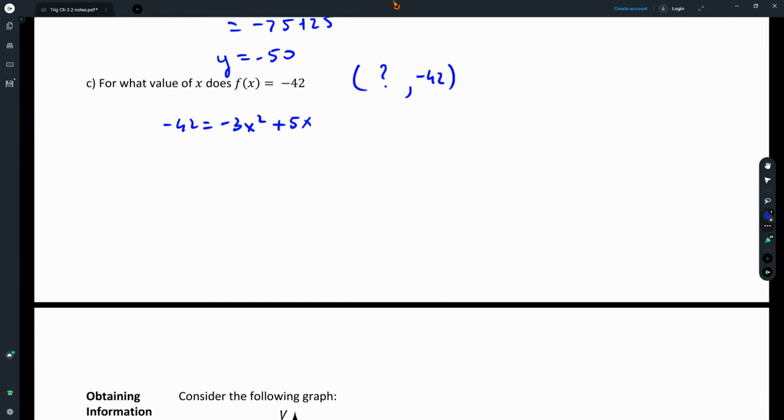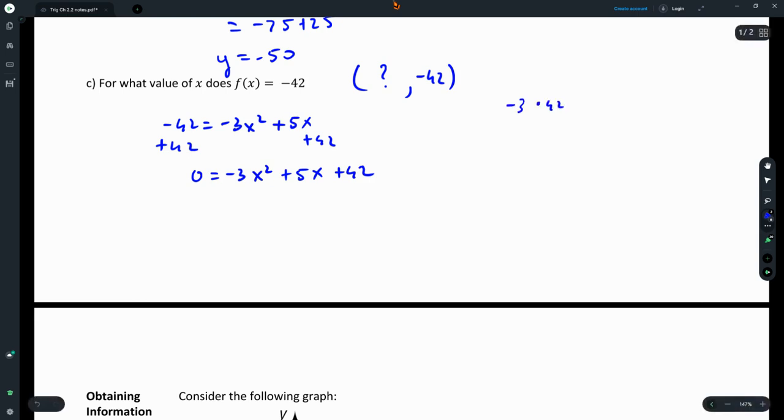This is a quadratic, so I have to make it equal to 0, plus 42 on both sides. So I have 0 is equal to negative 3x squared plus 5x plus 42. And here you have to factor to solve for it, right? Or use the quadratic formula, or use completing the square. But I'm going to factor it. So negative 3 times 42 is negative 126. And I'm looking for two numbers that multiply to be this and add to be 5, right?